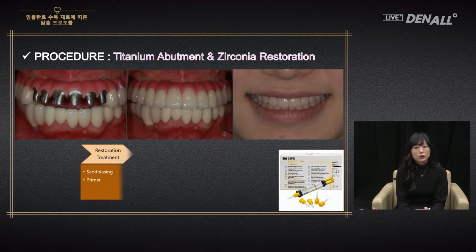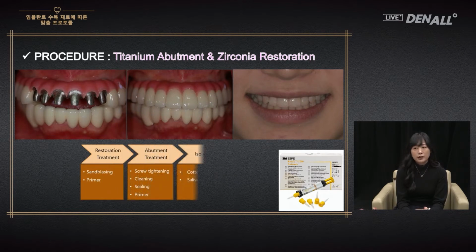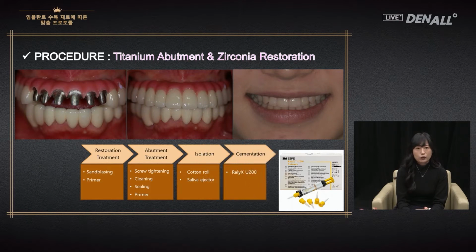In summary, for zirconia restoration, sandblast. If necessary, use restoration primer and connect the titanium abutment, clean and seal, and if necessary, use a surface treatment agent. Isolate the abutment and use Rely-X U200 to do final cementation in a dual curing way.